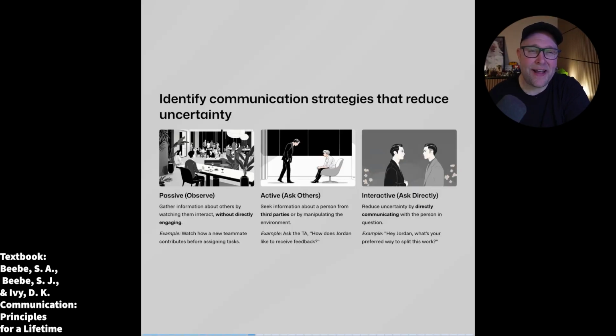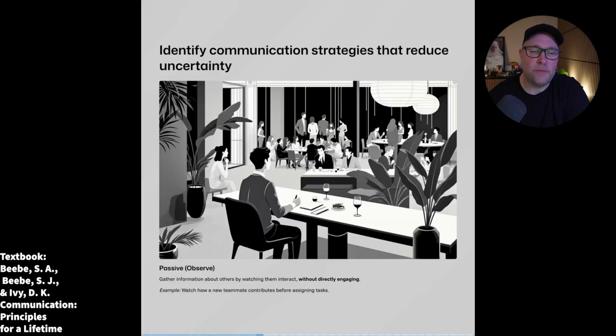How do we identify communication strategies that reduce uncertainty? We have passive, which is observation, active, which is asking others, and interactive, which is asking directly. In passive, we're observing. We gather information about others by watching them interact without directly engaging. An example is watching how a new teammate contributes before assigning tasks.